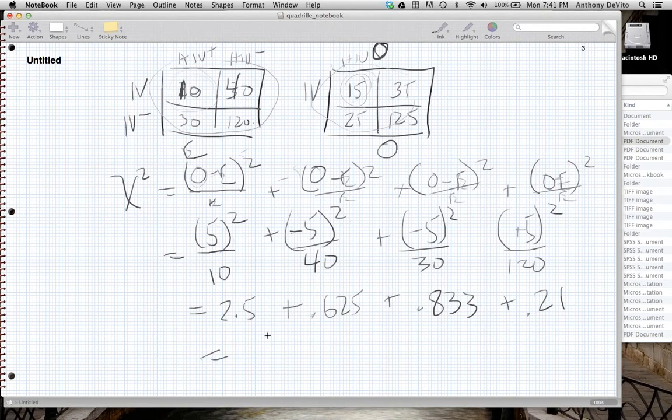How much is it? How much? 4.168, was it? Well, 4.17, let's call it. That's my value for chi-square.